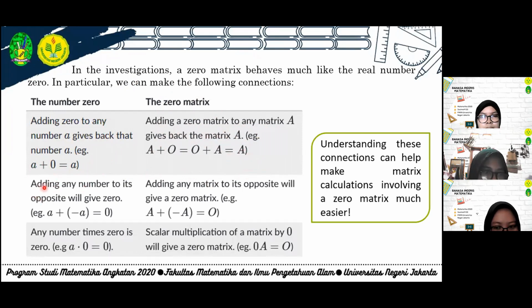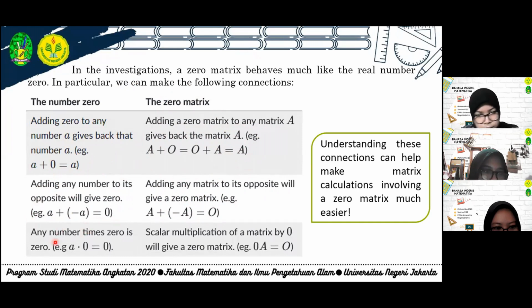With the number 0, adding any number to its opposite gives 0. For example, A plus negative A equals 0. While with the zero matrix, adding any matrix to its opposite gives a zero matrix. For example, A plus negative A equals O.